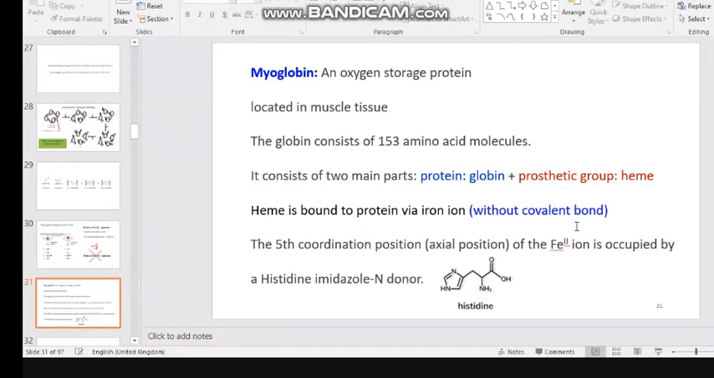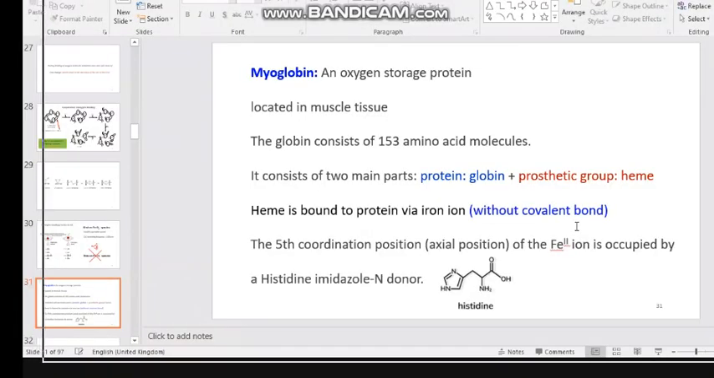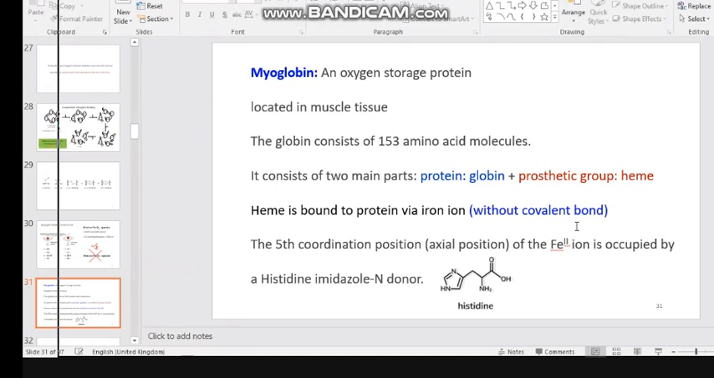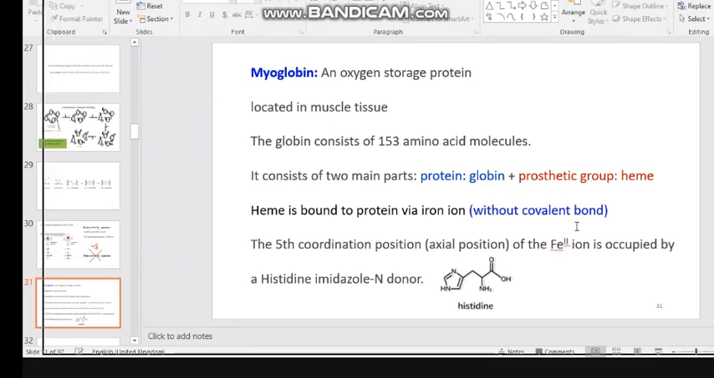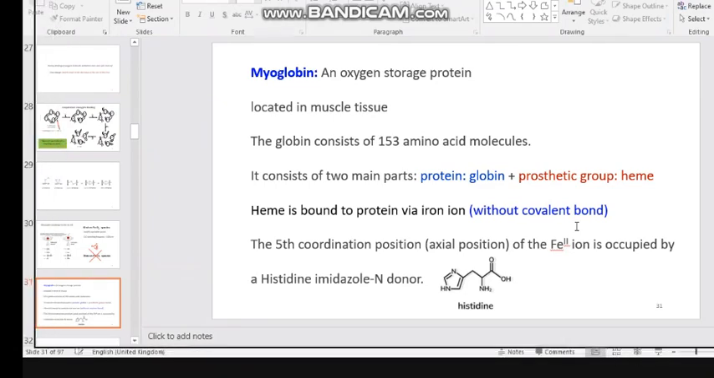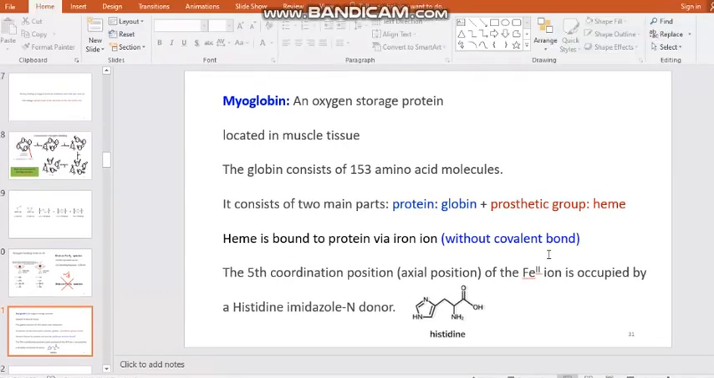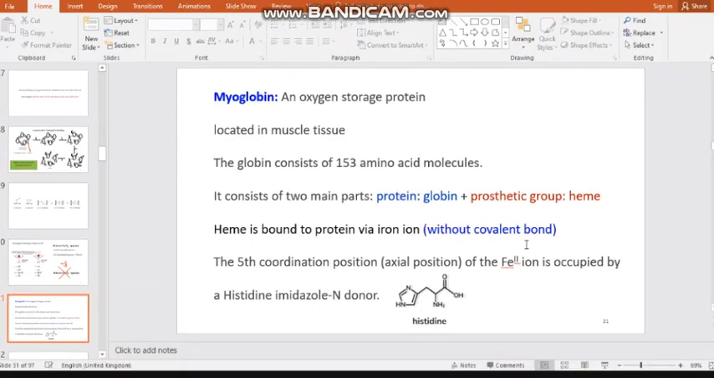Reaction centers. So if you are seeing, it is a monomeric unit, which has the globin part consisting of 153 amino acids. Myoglobin also has two parts: one is the globin, and the other is the heme. Heme is the prosthetic group, as we have seen in the case of hemoglobin. Here also, in myoglobin, heme is the active site.